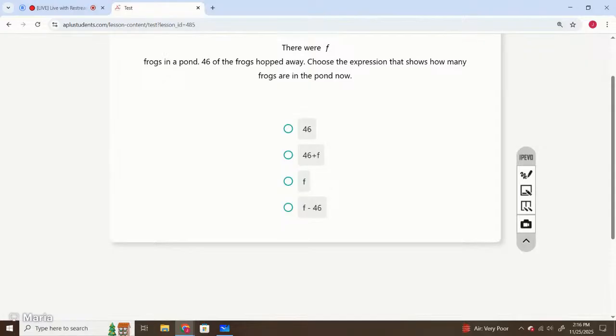There were f frogs in a pond. 46 of the frogs hopped away. Choose the expression that shows how many frogs are in the pond now. f frogs in a pond, 46 of the frogs hopped away. So that would be f take away 46 because 46 of them hopped away.